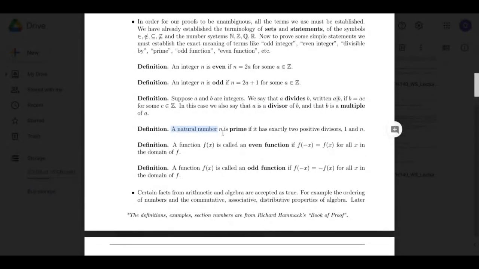A natural number n is prime if it has exactly 2 positive divisors, 1 and itself, right? That's why the first prime number is 2, not 1, because 1 has only 1 divisor. So the definition of prime says it has exactly 2 different divisors, 1 and itself.